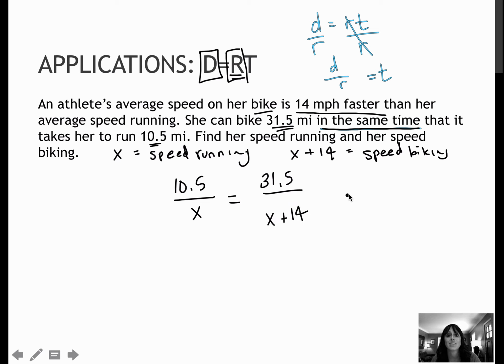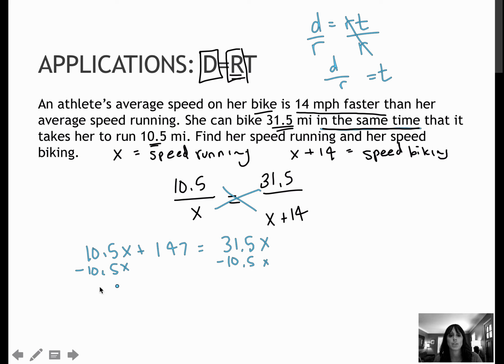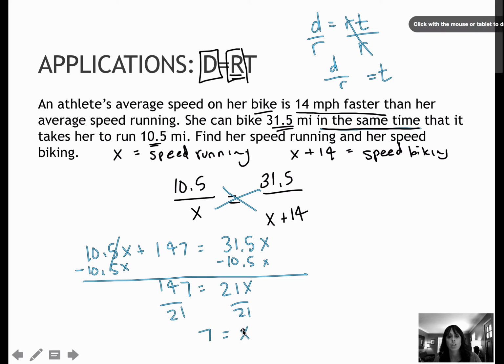So now I've got something I can actually solve. So let's cross multiply. 10.5x plus 147 equals 31.5x. I would, of course, get all of my x's to one side of my equation. I'm choosing the right side because I feel like it. And 31.5 minus 10.5 gives me 21. And when I divide by 21 on each side, I get that x is 7.